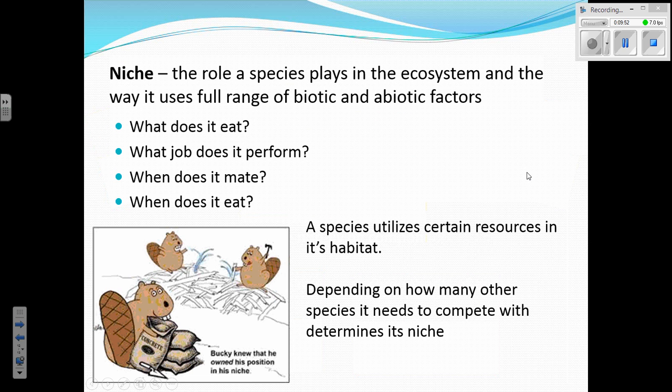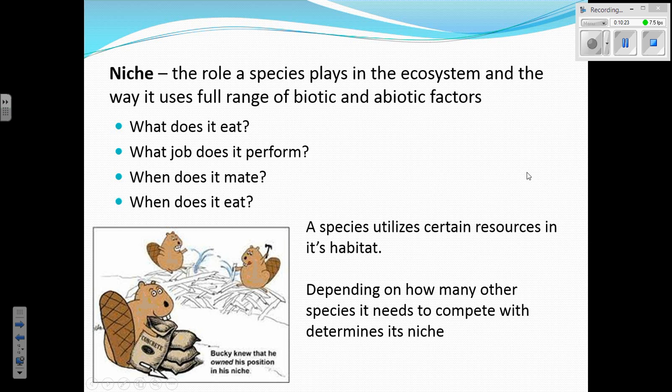Also within communities, you find things called niches. A niche is the role a species plays in the ecosystem and the way it uses the full range of the abiotic and the biotic factors of that area. So things to consider, like what does it eat? What job does it perform? When does it mate? When does it eat? These are all important things that you need to take into account when you're considering an animal's niche.